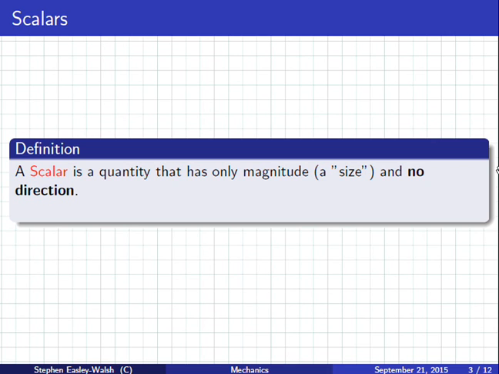But they could also be numbers with a unit. So for example, 5 meters is a scalar. 90 kilograms is a scalar. 1.2 is a scalar. These are all scalars.